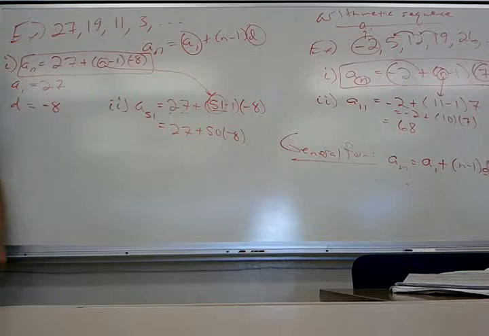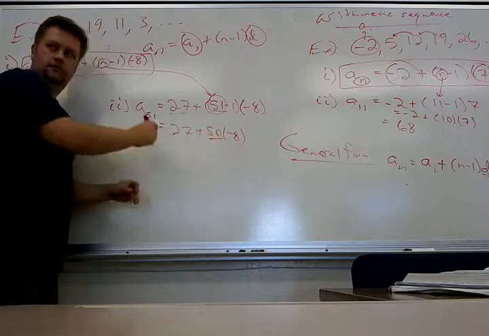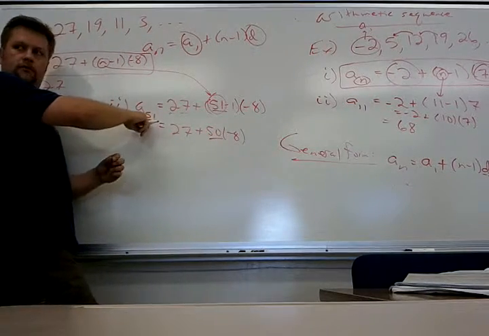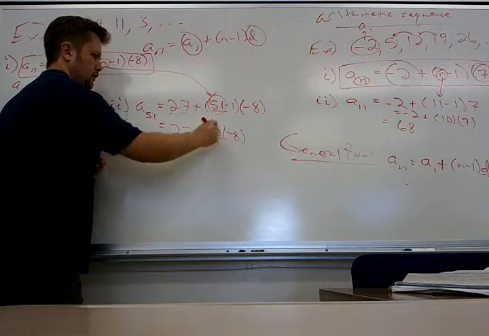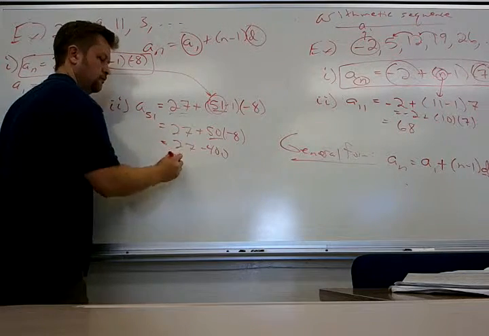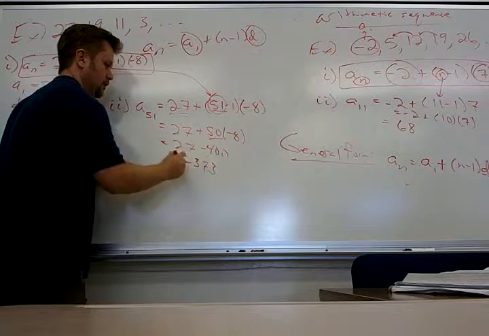We can do the shortcut. I can put 50 instead of 51 minus 1. Oh yeah, you could put 50 there, that's fine. It's always going to be N minus 1, so you can go straight to here, that's fine. 27 minus 400, negative 373, I love it.